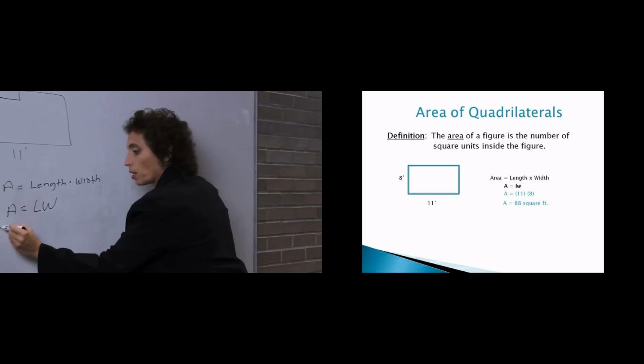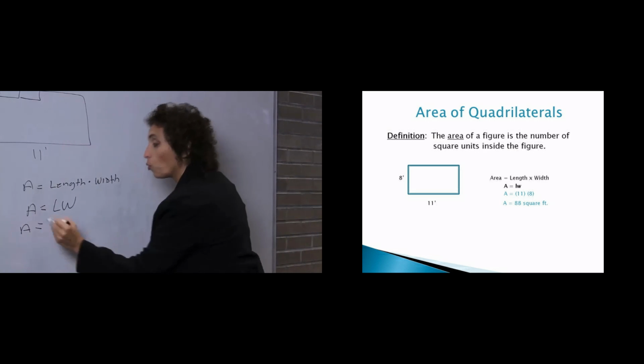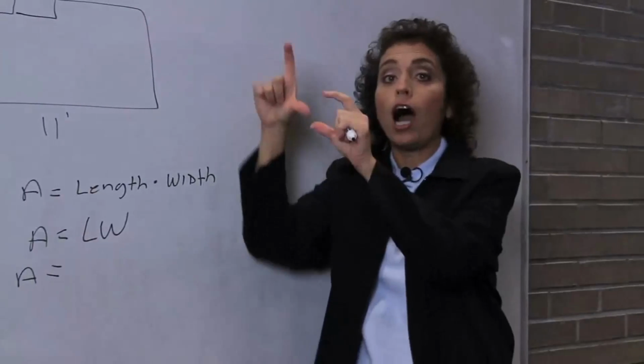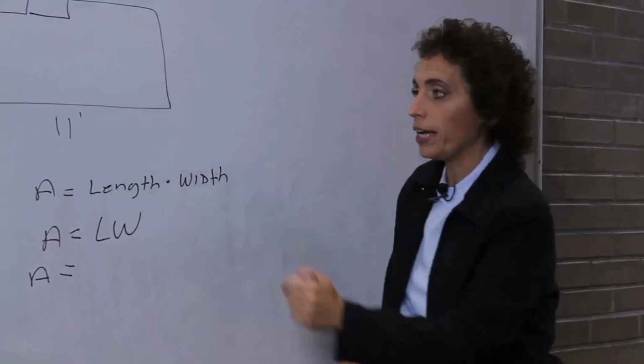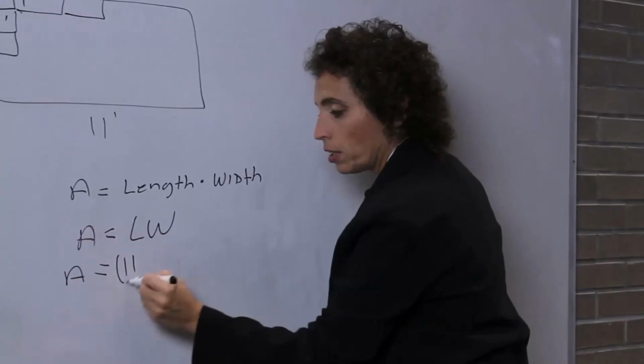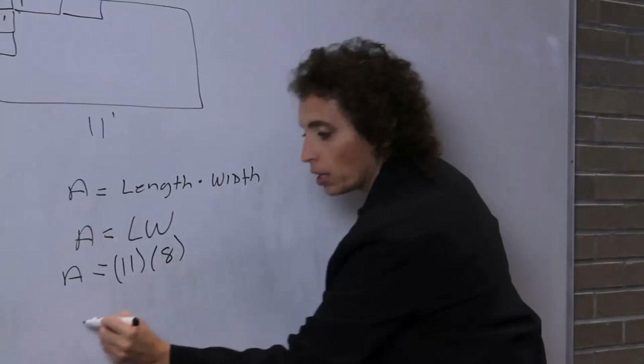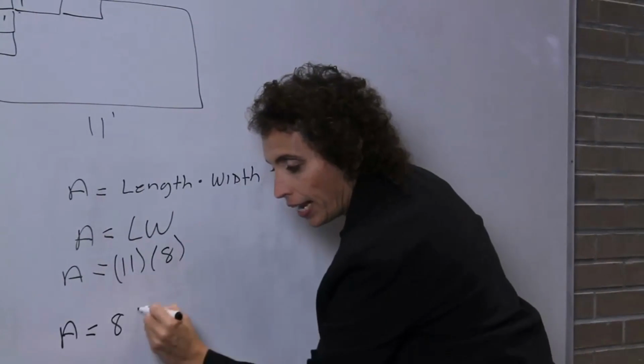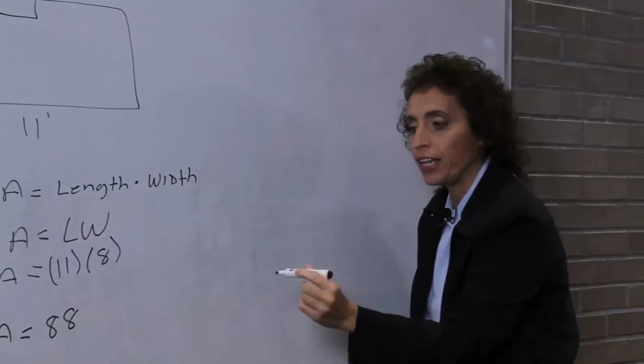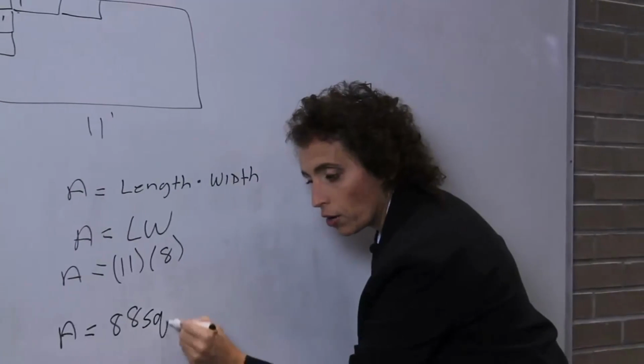So I like to call the width this piece because that's how wide my mouth might open. Okay, so the length is 11 times the width, which is 8. And this is 88, and it becomes square feet.